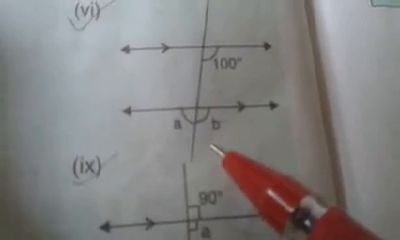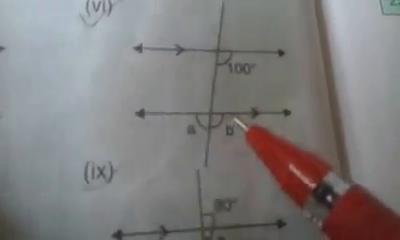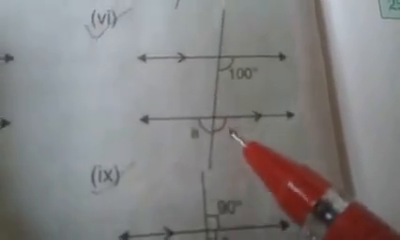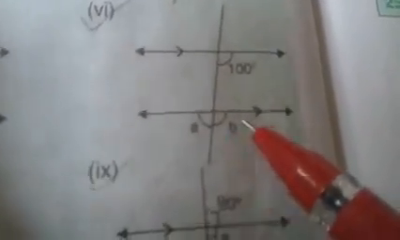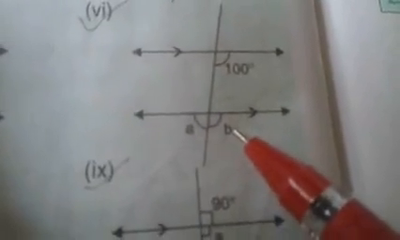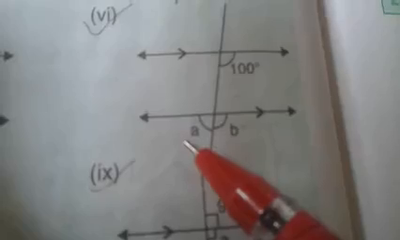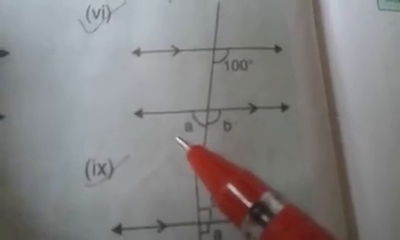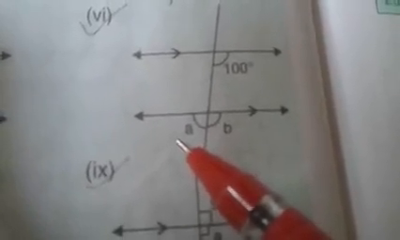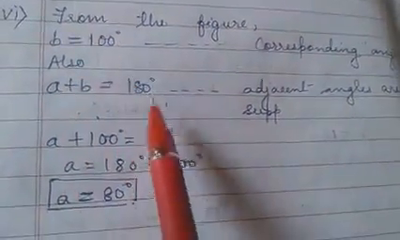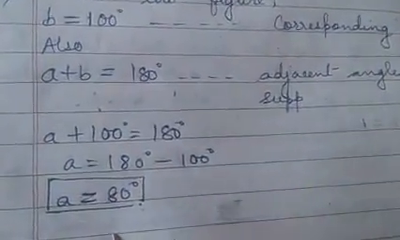Reason is corresponding angles. Once I know B, A plus B equals 180 degrees, adjacent, right? So A plus B equals 180 degrees. So A is equal to 180 minus 100 degrees, that is 80 degrees. I have done this here.